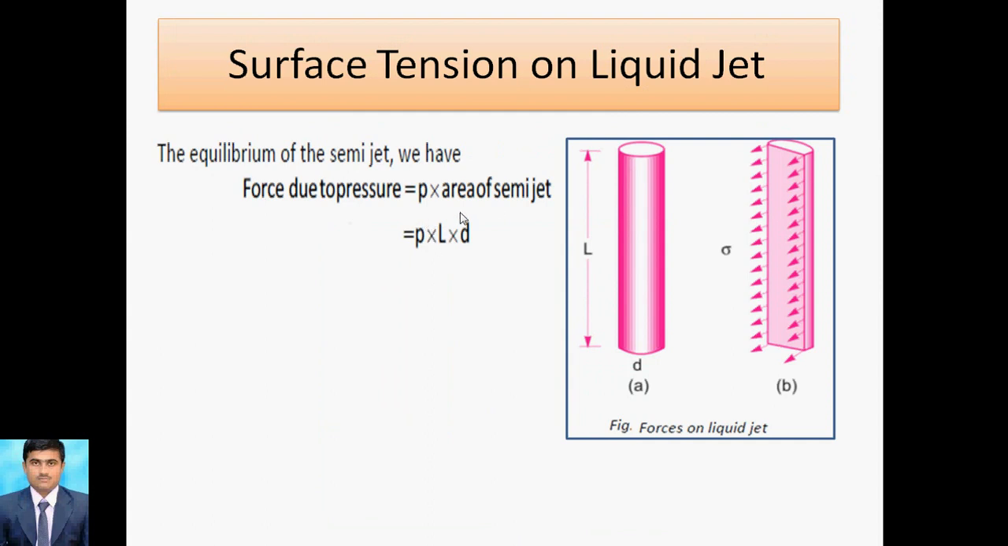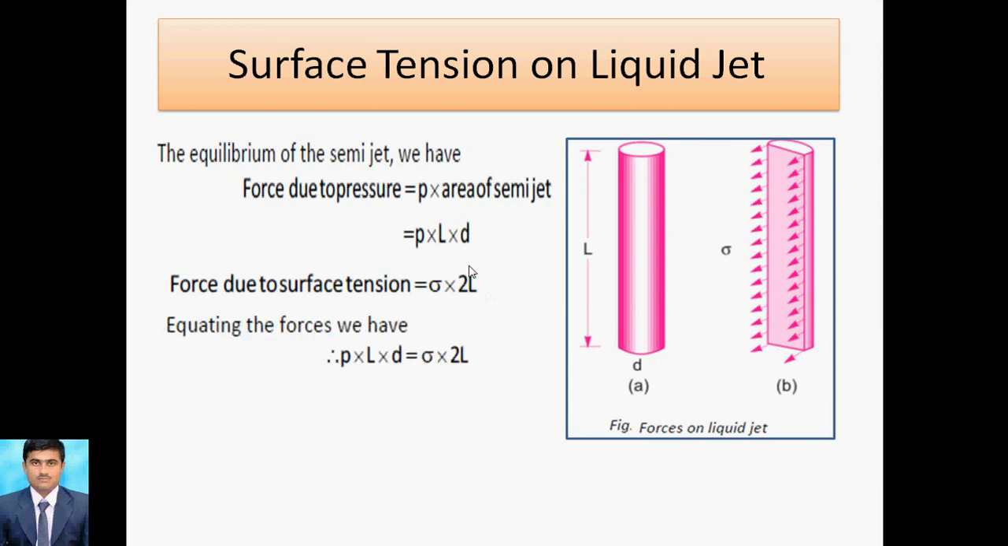As we know, the force is P into A, where A is the area of the semi-jet, since we divide it into parts. So that semi-jet area is length into diameter, so we can take PLD. Then for the surface tension, we take sigma into 2L, because we have to divide it into two parts, correct? So the force due to surface tension is sigma into 2 into L.